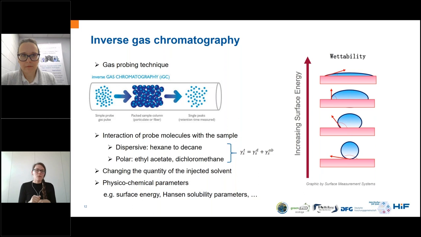Yes. And we can also obtain information about the heterogeneity of the sample in terms of surface energy by changing the quantity of the probe molecules that we send through the column. So we can send only very tiny amounts, and we can send a huge amount of molecules over the surface that can interact then with the particles. And this gives us information about the heterogeneity of the surface.